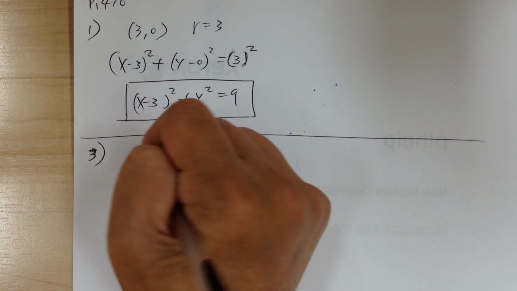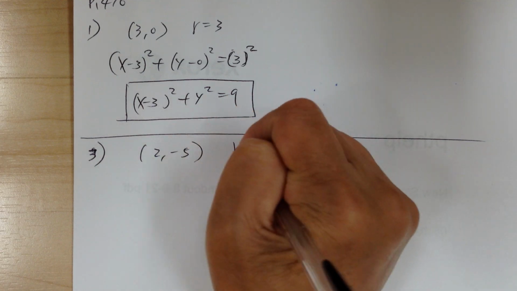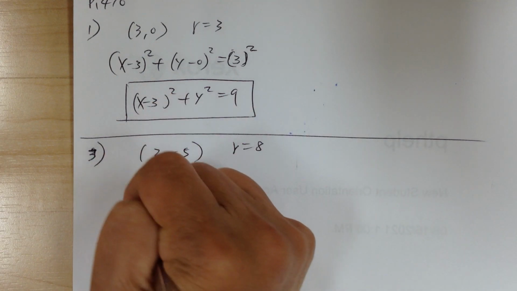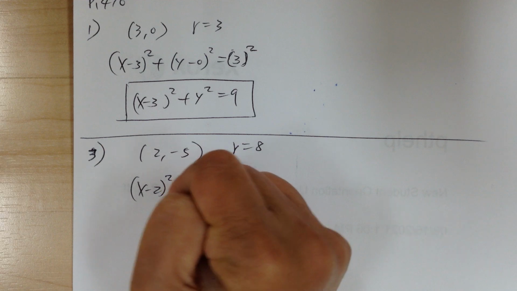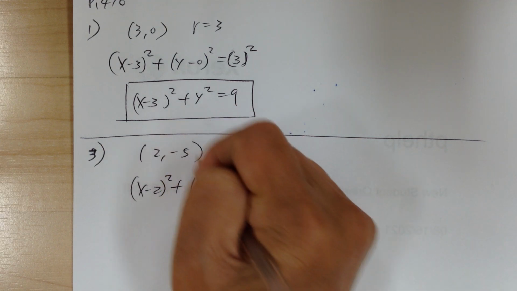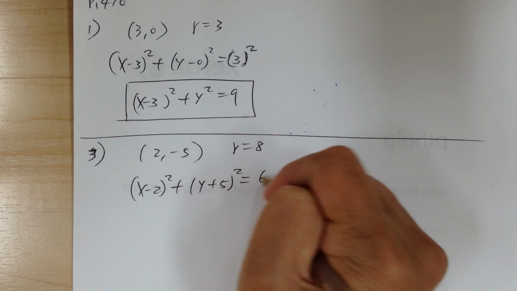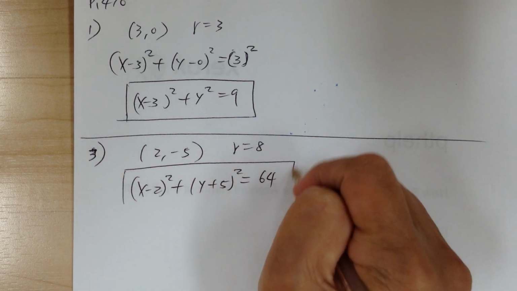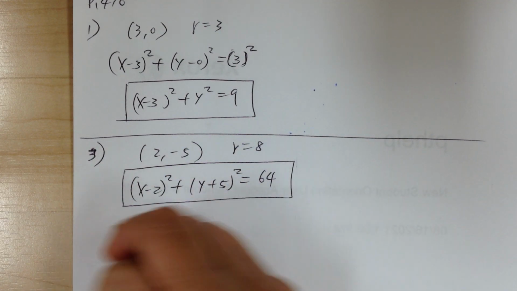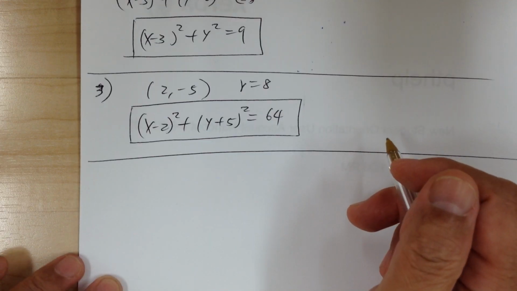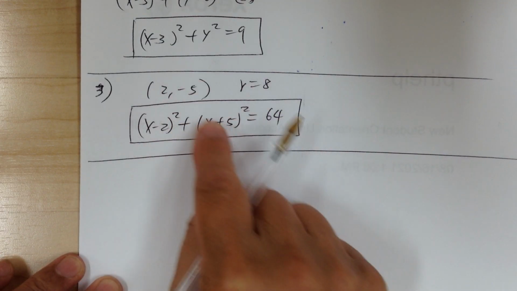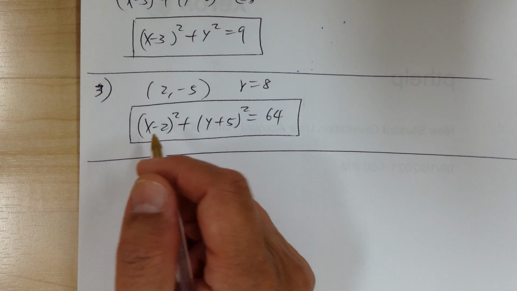Number 3. The center is at (2, negative 5) and radius equal to 8. So from here, you're going to get (x minus 2) squared plus (y minus negative 5), which becomes (y plus 5) squared, equal to 8 squared, which is 64, and that's your answer. If you know what you're doing, you can look and that's your answer already, and you can double check by going back.